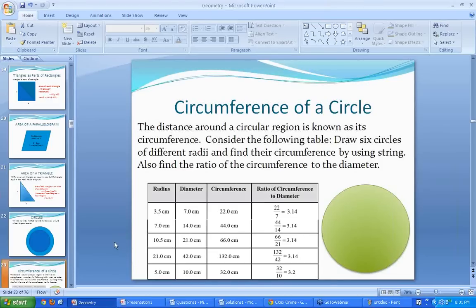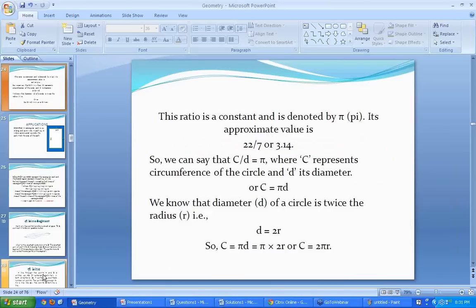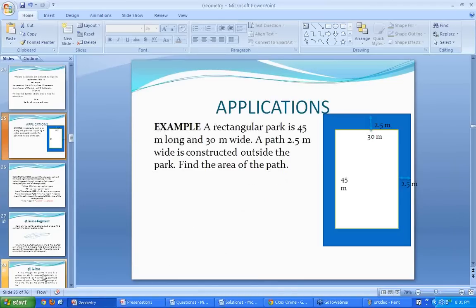So the ratio of a circumference to the diameter is, this is a very small concept, but it is widely used. So circumference by diameter of a circle will be pi. Pi is equal to 3.14. Now with the help of pi, lots of formulas of circle can be derived.